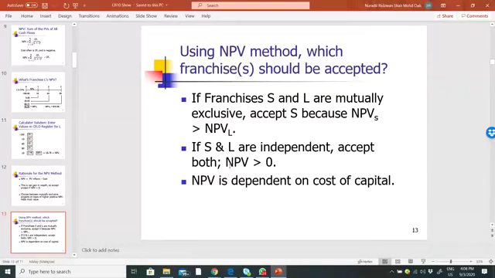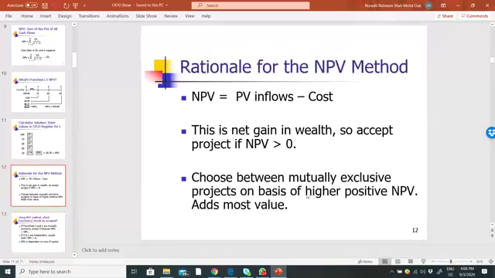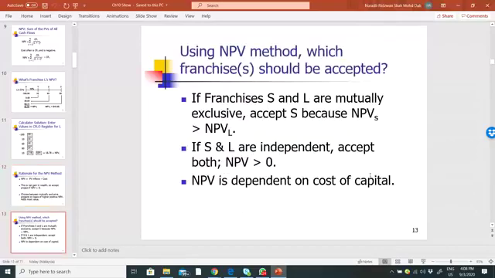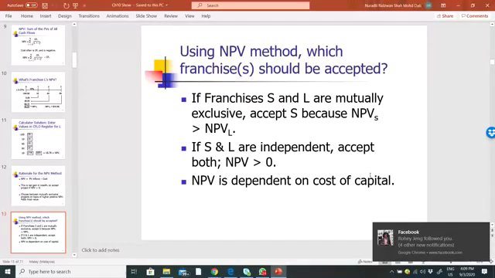NPV is dependent on the cost of capital. The cost of capital just now is 10%. So if we use the WACC, then we can use that WACC to calculate NPV.